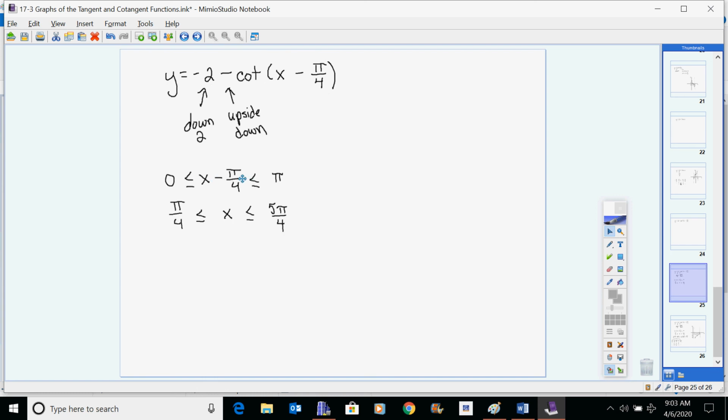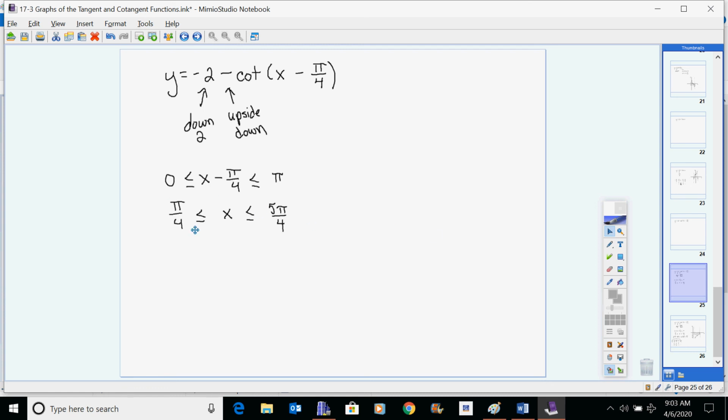Down 2, upside down. This goes between 0 and pi. In order to make this work, I need to add pi over 4 to all 3 places. If you're checking on your calculator, you're doing here 0 plus pi over 4. That's pretty obvious. But 1 plus 1/4 gives you 5/4. Okay, so we've got our asymptotes.